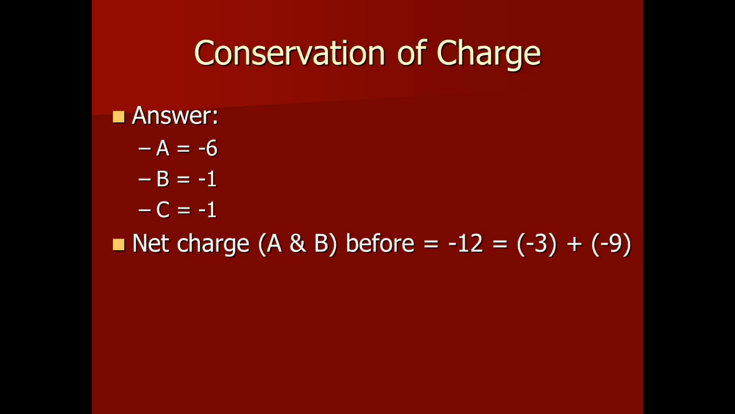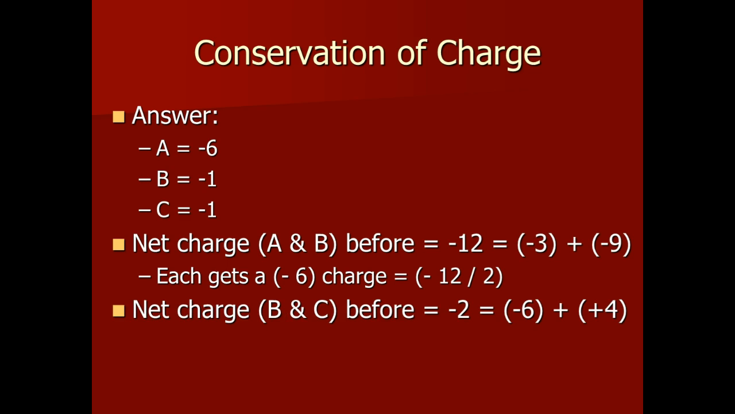We had a net charge of -12 because it was -3 plus -9, and then we split it in half. We took each of the objects and split the charge by 2, giving us -6 on each. So then we have a net charge between B and C. -6, our new charge on B, plus +4, our original charge on C, gives us -2. If I split that net charge amongst the two objects, they each have a charge of -1.